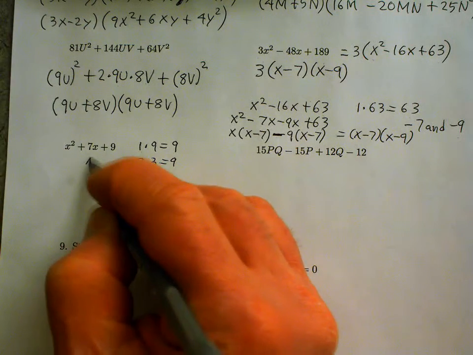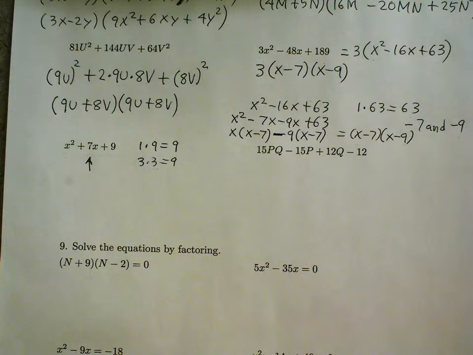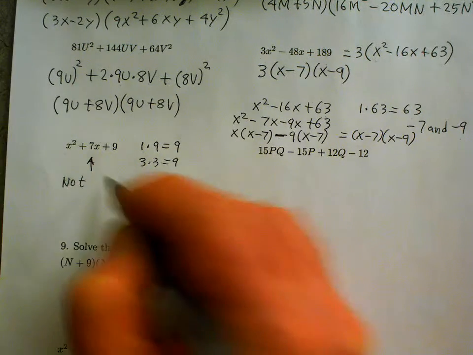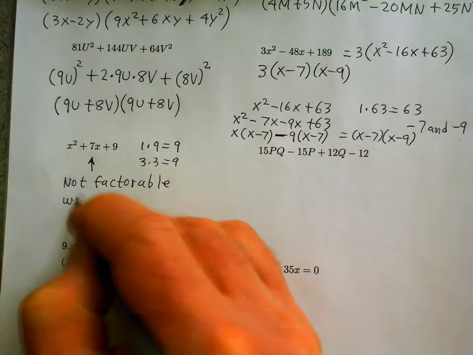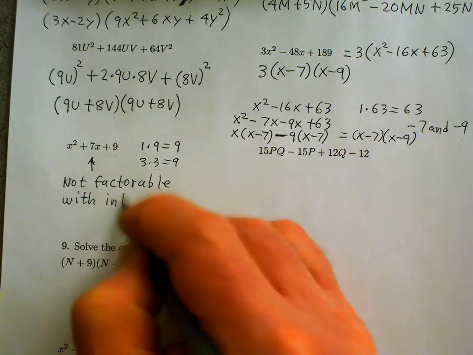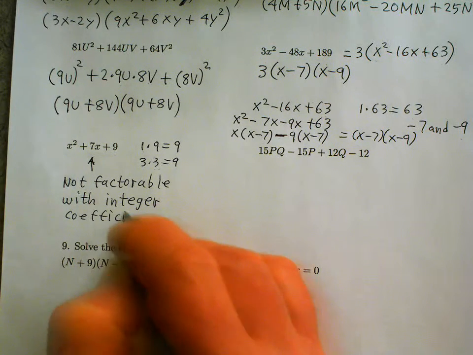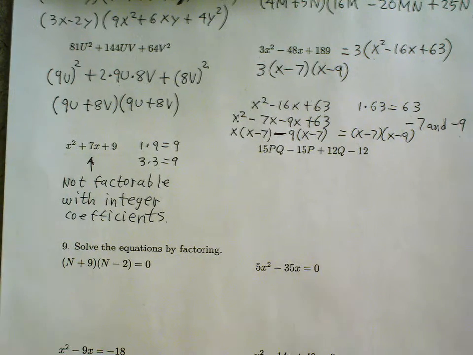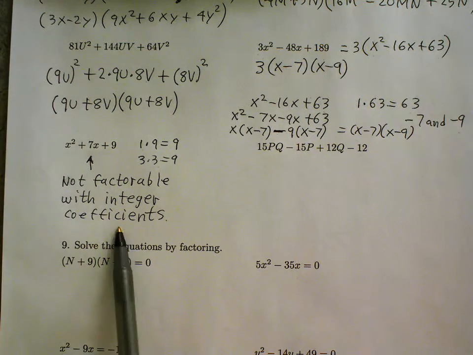So this means that x squared plus 7x plus 9 cannot be factored with integer coefficients. So this is not factorable with integer coefficients. It is factorable, just not with integer coefficients. So in this class, that's where we stop.